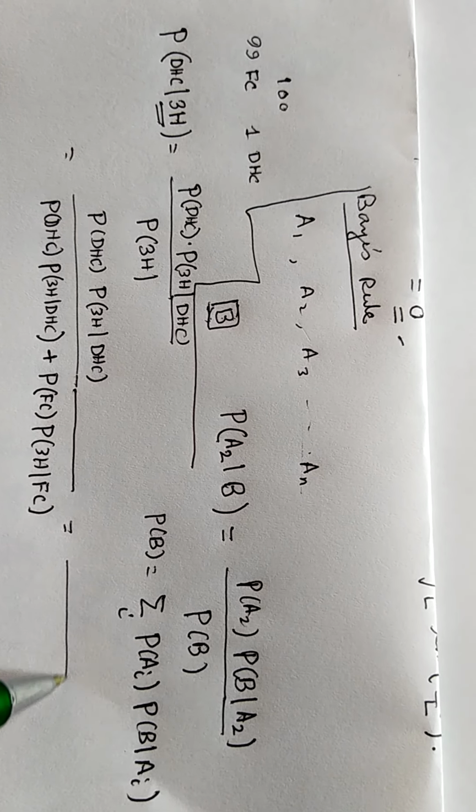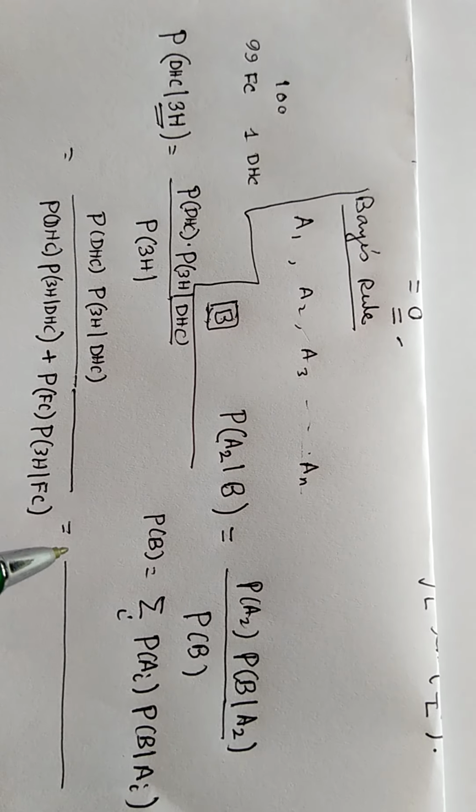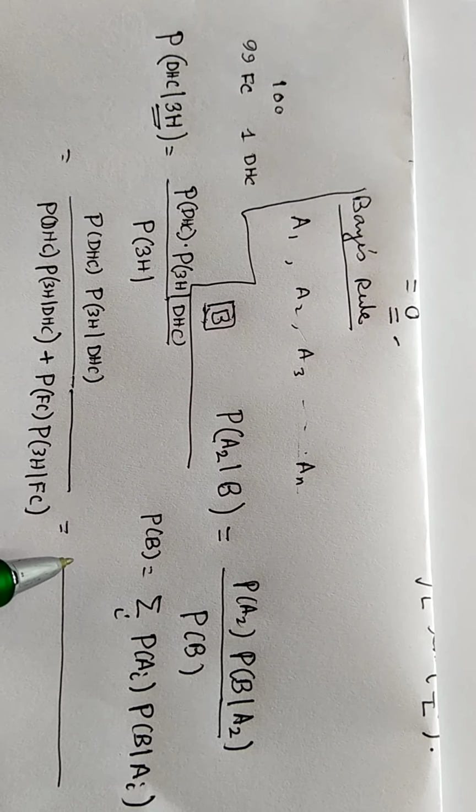Then it should be equal to, what is the probability that you have chosen the double-headed coin? It should be 1 by 100, because out of 100 there is only one double-headed coin. And then once you choose the double-headed coin, what is the probability that in 3 tosses you will have 3 heads? Of course, it will give you 1 every time. Then similarly, this is also 1 by 100 into 1, plus what is the probability that you choose a fair coin? There are 99 coins out of 100, so it should be 99 by 100, that is the probability of choosing it.